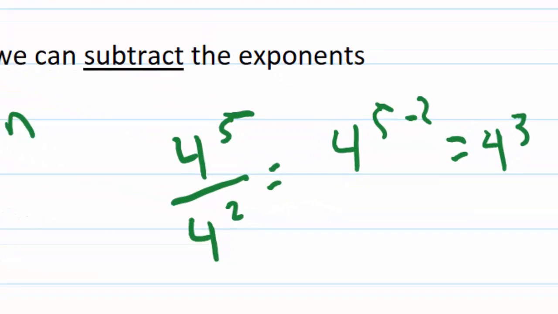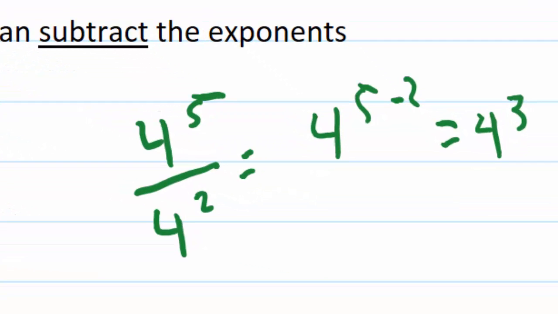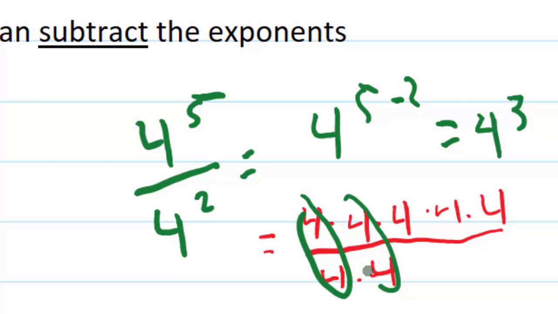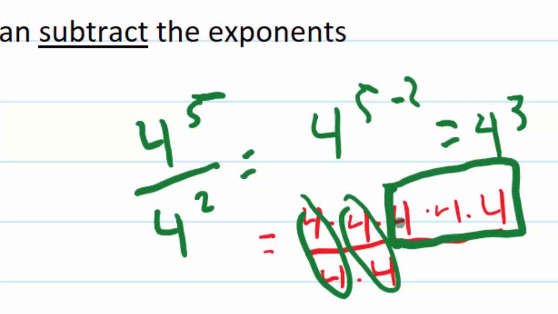Now again, if you're not really certain about this, you can expand these out. 4 to the 5th is 5 fours multiplied together, divided by 2 factors of 4, and anything over itself is a factor of 1, so I'm left with 3 factors of 4 multiplied together, which is 4 cubed.